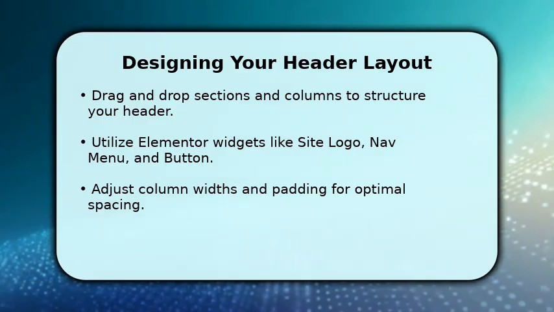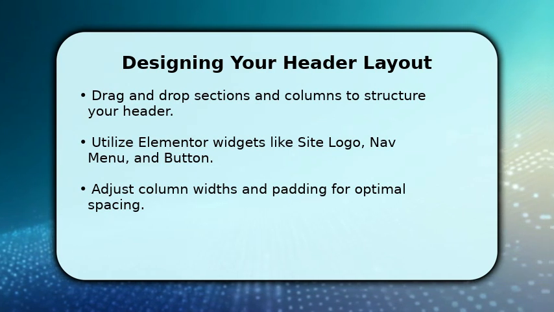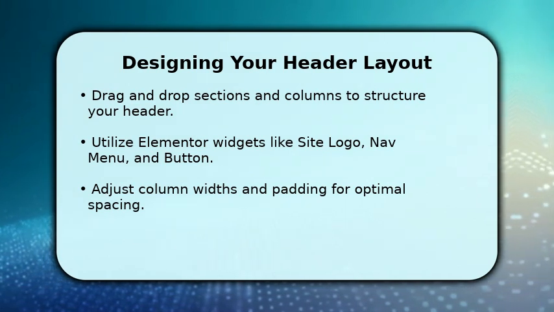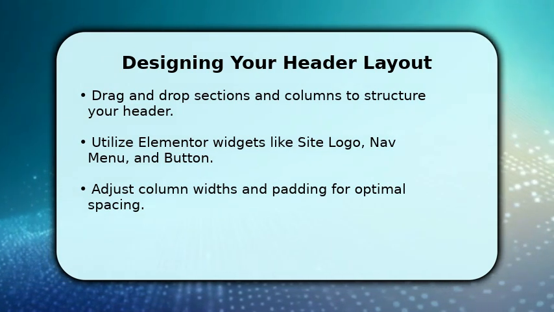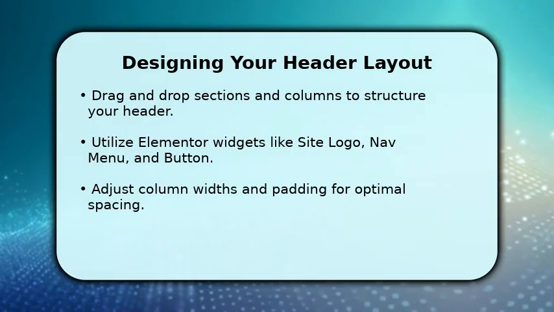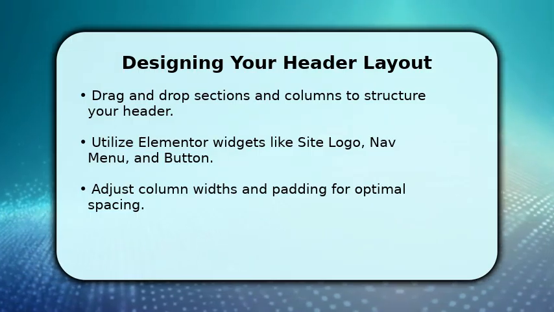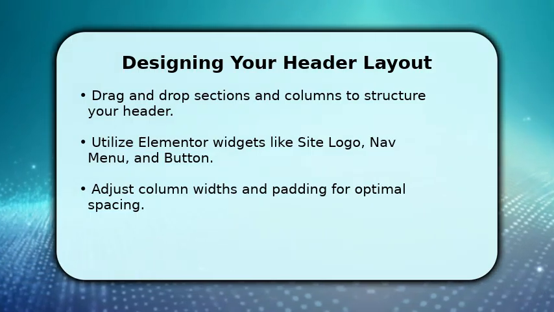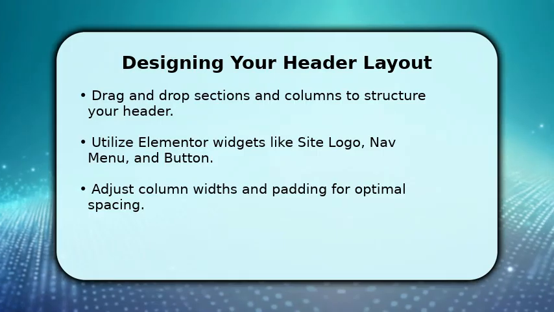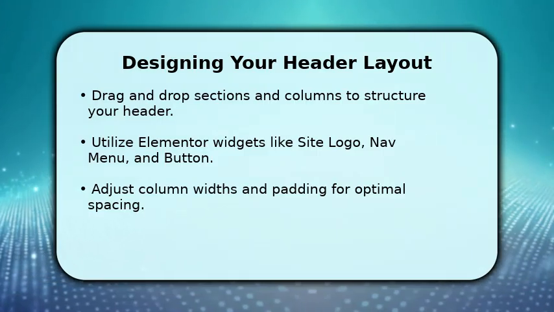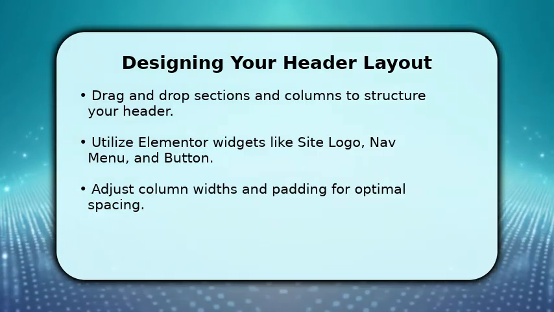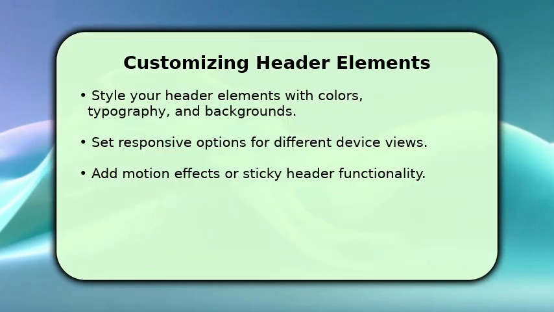Drag a new section onto the canvas and choose your desired column structure, perhaps one column for a logo and two for navigation. Then, drag and drop essential widgets such as the site logo, nav menu, and a call to action button. You can easily adjust column widths by dragging the dividers, ensuring your header has a balanced and professional appearance. Next, customize your header's appearance.